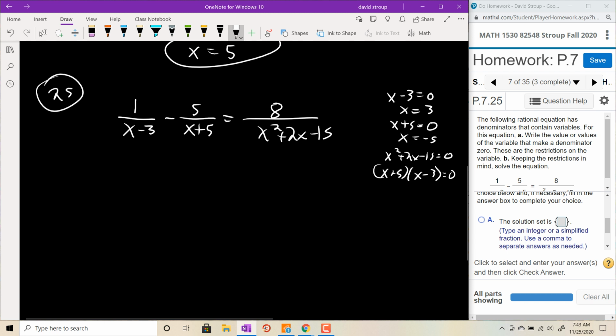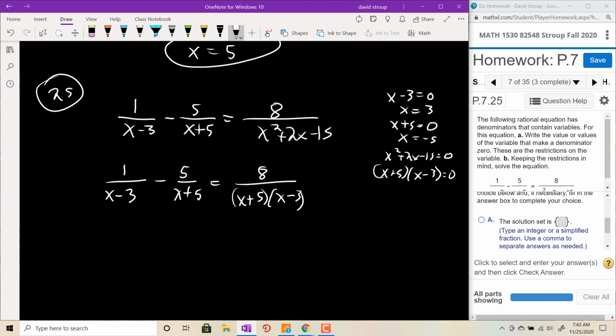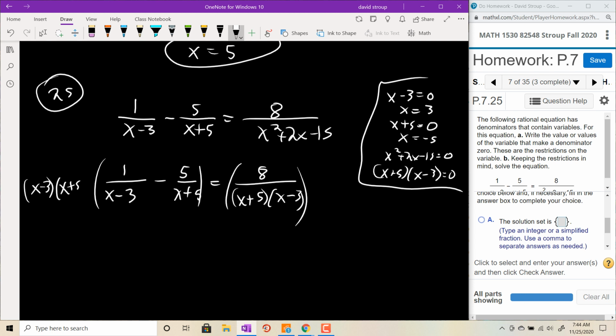Okay, so I'm multiplying both sides to get rid of the fractions, right? They help a little bit to go ahead and factor this denominator. Make clear what you're doing. And then I'm going to multiply both sides to get rid of the fractions. I need to get rid of an x minus 3. I need to get rid of an x plus 5. So if I do it to one side, I have to do it to the other.